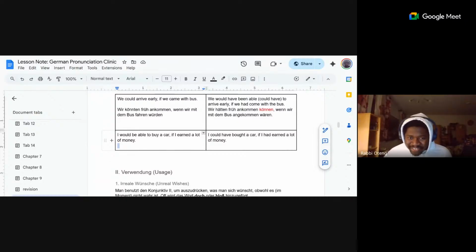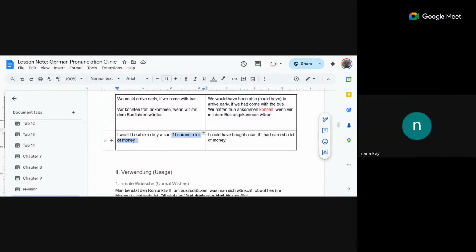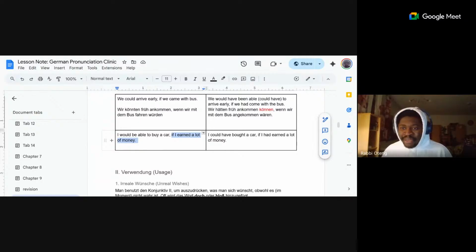So, "I would be able to buy a car if I earned a lot of money." In this sentence, it's still "if I earned a lot of money". We're still talking about the future. So in German, this sentence doesn't work for me in English. I would rather say "if I would earn a lot of money", so that my would will come in. That the sentence will be much easier for me.